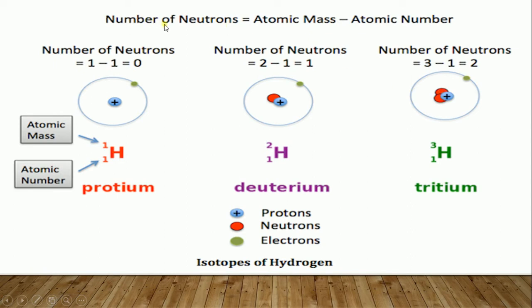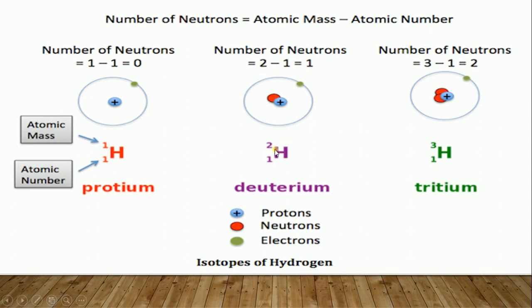So how can we find out the number of neutrons? Atomic mass minus atomic number. If we are going to find the number of neutrons of hydrogen 1, we will write 1 minus 1. This one is the atomic mass, this one is the atomic number. 1 minus 1 is equal to 0. So the figure also shows you that there are 0 neutrons in this hydrogen.